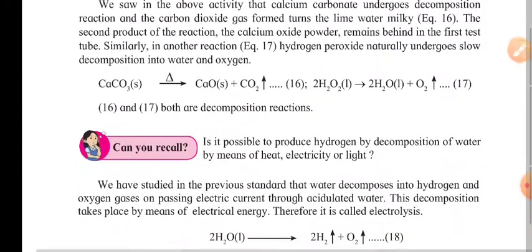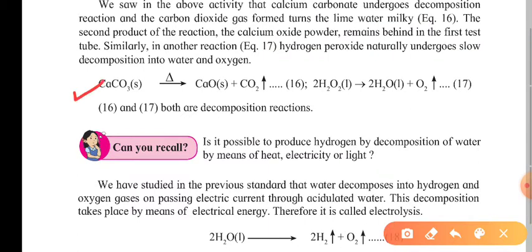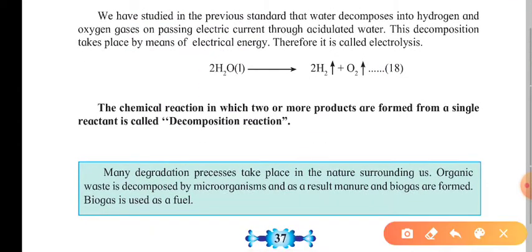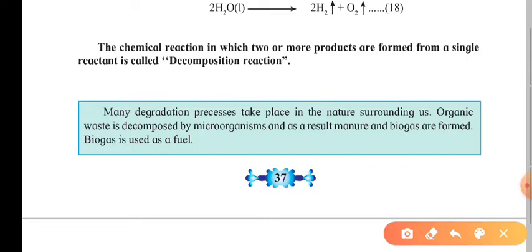Another example they have taken is calcium carbonate. When we heat calcium carbonate, it separates into quicklime and releases carbon dioxide gas. So this is the example of the decomposition. Another example is liquid water. If we heat it, it will produce hydrogen and oxygen, which is also called electrolysis. You can see the definition they have given: the chemical reaction in which two or more products are formed from a single reactant is called a decomposition reaction.